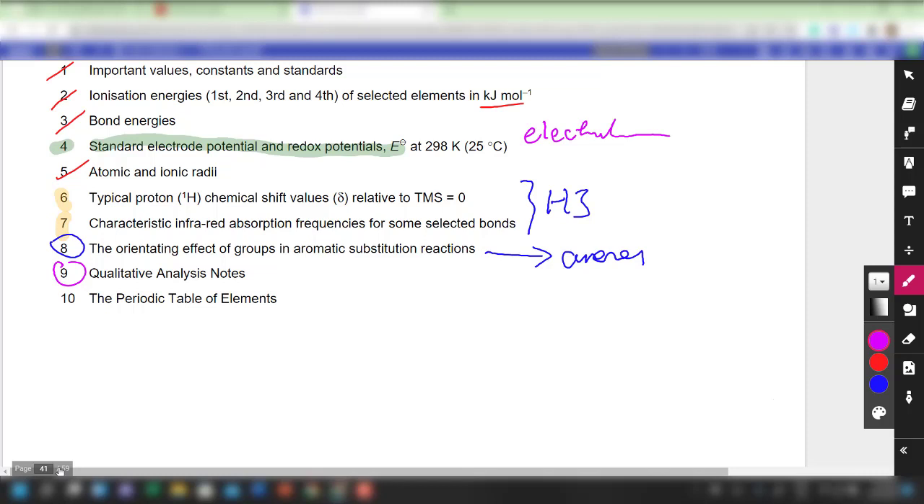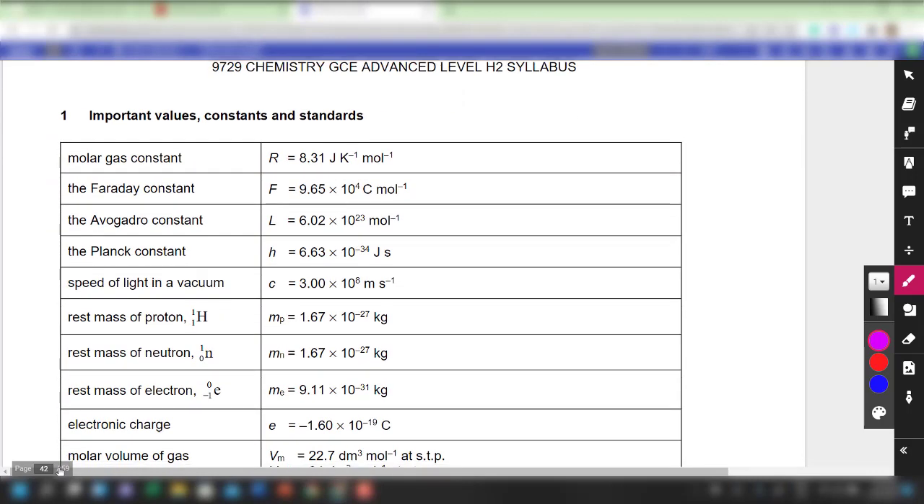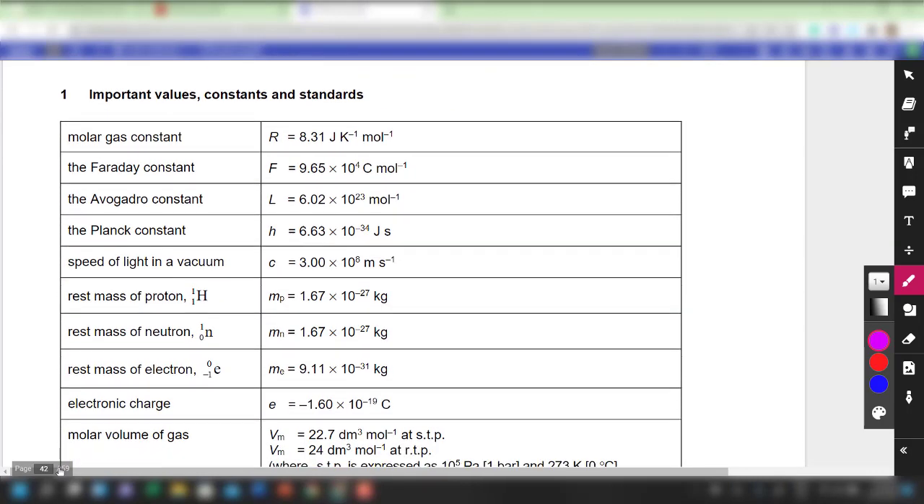Number 10 will be familiar to you if you come from secondary school or O levels. It's a periodic table. But please take note that the periodic table in A level is given to 1 decimal place. So I'll just run you through. These are the important values, constants and standards.